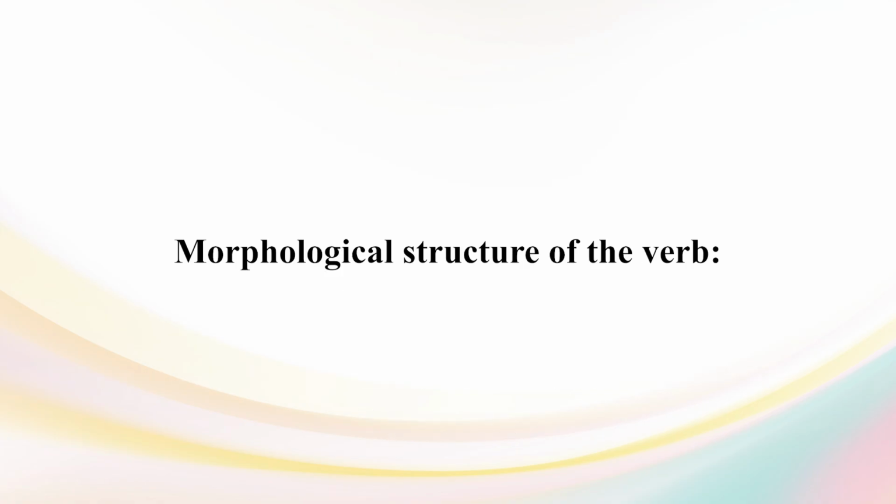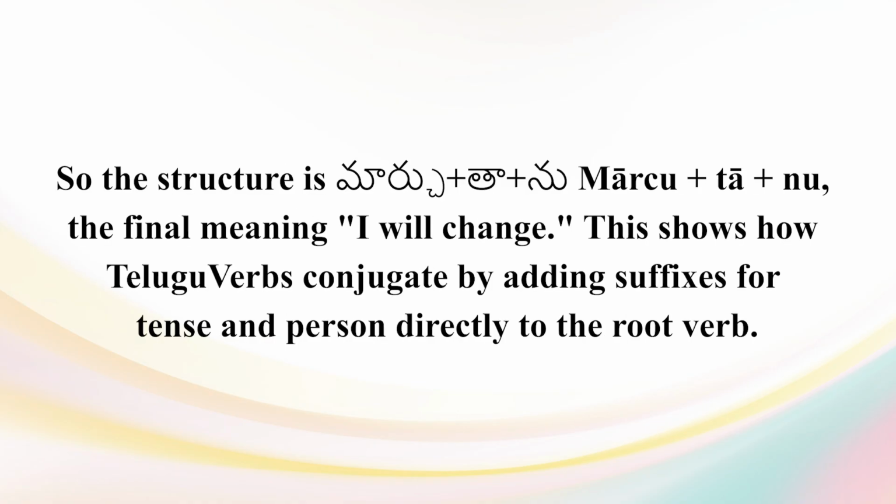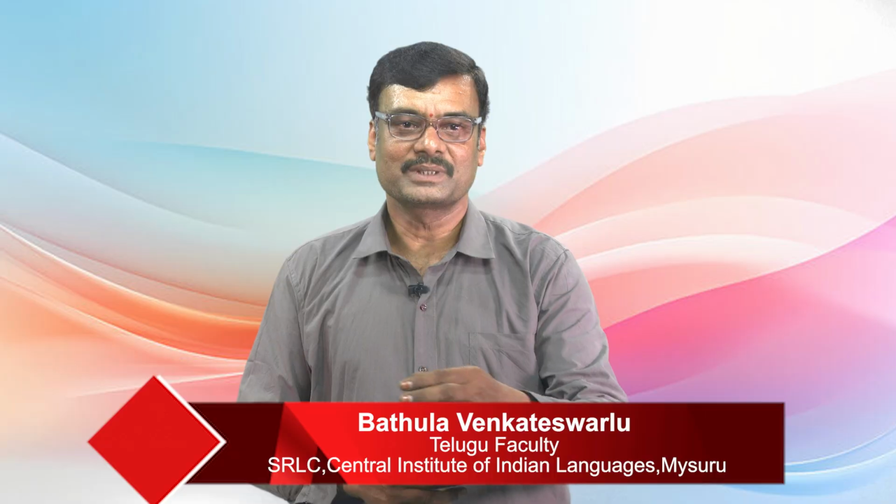See the morphological structure of the verb. The verb marustanu is formed from the root verb marchu plus the future tense personal marker ta and the first person singular personal marker nu. So the structure is marchu plus ta plus nu. The final meaning: I will change. This shows how Telugu verbs conjugate by adding suffixes for tense and person directly to the root verb. Here the key observation is: maru, change happens naturally. Marchu, someone intentionally changes something.